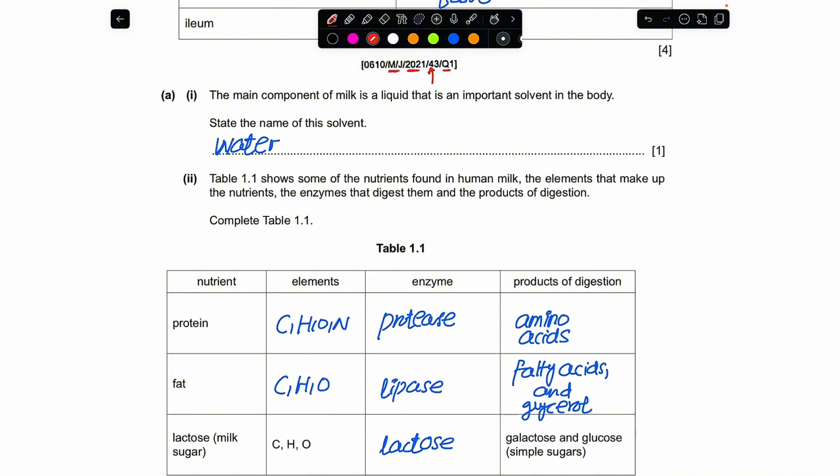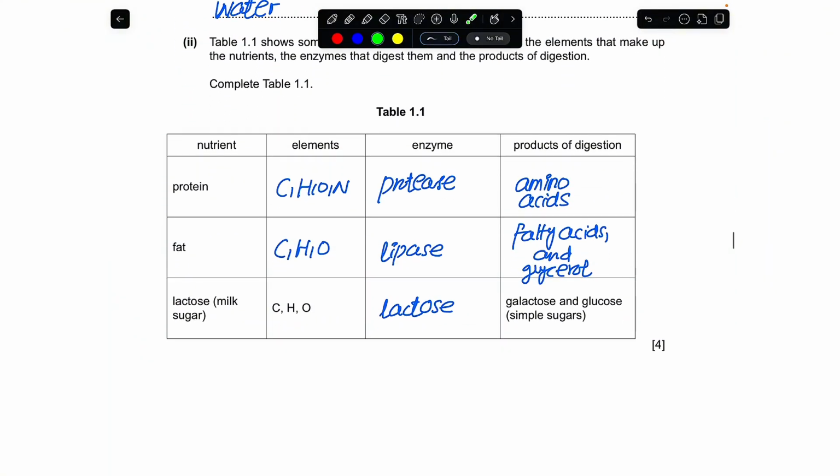in the alimentary canal. They say that the main component of the milk is a liquid that is an important solvent in our body. Although it makes a major part of the milk, it is acting as a solvent in our body, and we know this cannot be other than water. For the table which they have given us, on my left hand column is the nutrient, then we need to be writing their elements, the enzymes, and what would be the product of the digestion.